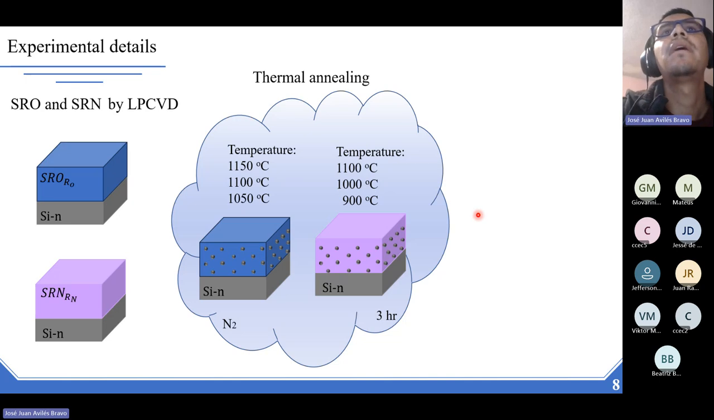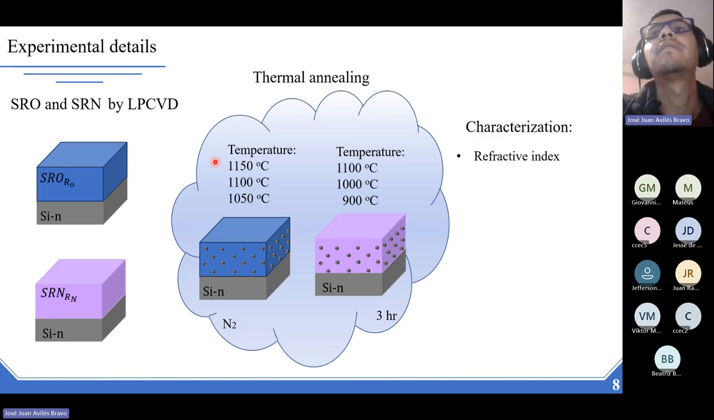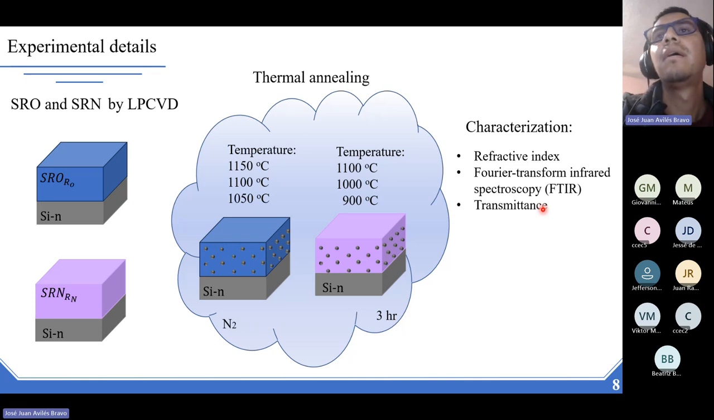After deposition, all samples were subjected to thermal annealing. In this process, we varied the temperature. This temperature was used for the silicon-rich oxides, and this temperature was used for the silicon-rich nitride. After thermal annealing, all samples were characterized: the refractive index, Fourier transform infrared spectroscopy, transmittance, and photoluminescence.